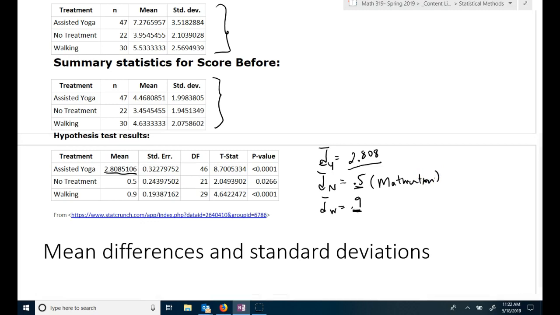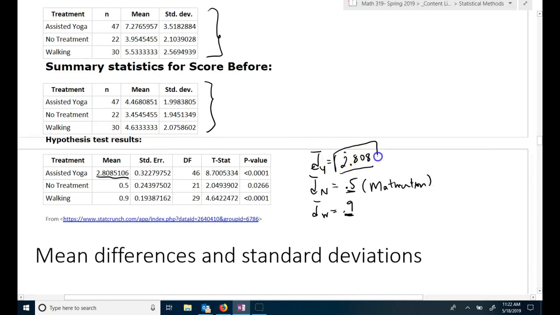So, consequently, one of the ways that I could look at this, I could say, you know what? That's a pretty significant difference for the assisted yoga. It looks like it's making a difference.